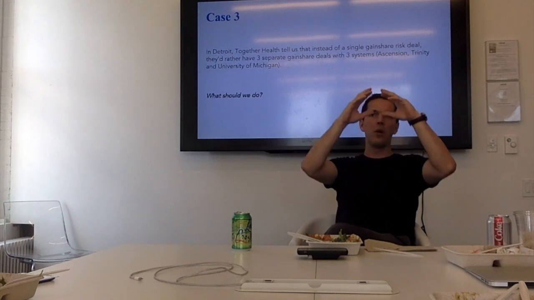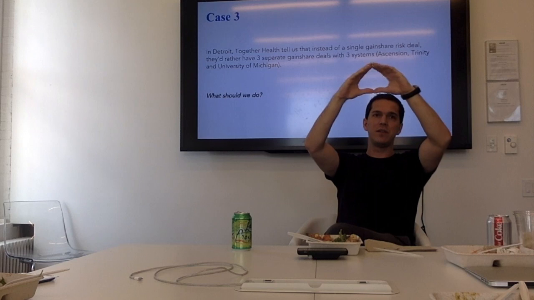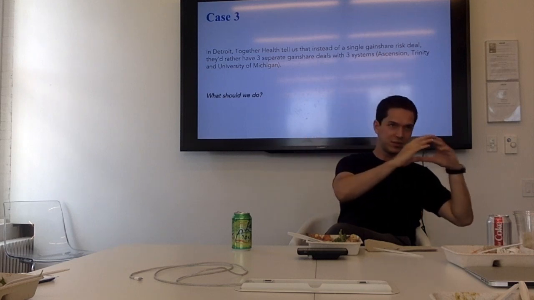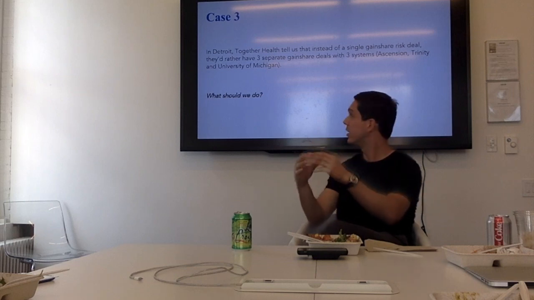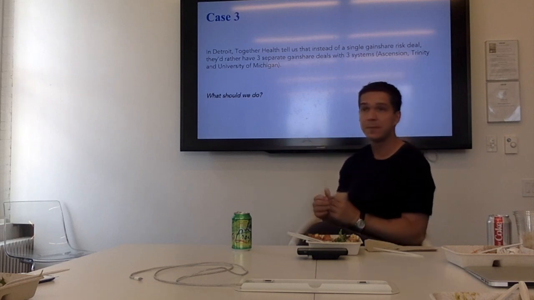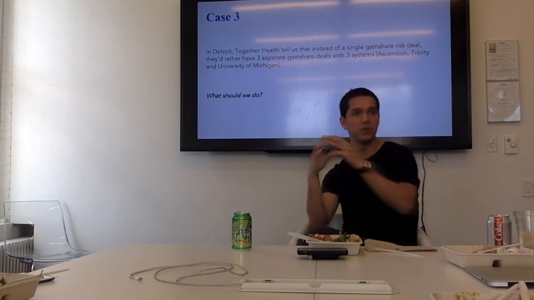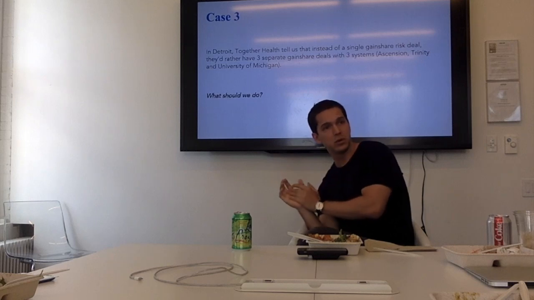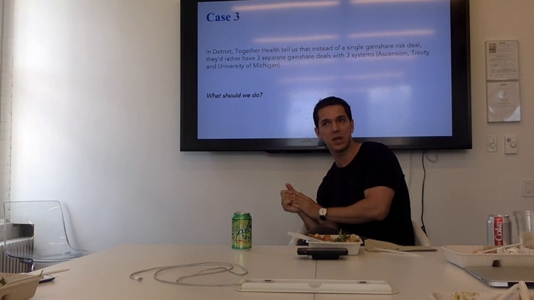And we have a risk deal currently with this entity. They call us up and say, I know we have this risk deal here, but instead we want to have risk deals with this one, and this one, and it's a gain share. So they want a gain share with each one of those 3. Are we cool with that? Should we have any issues with that?